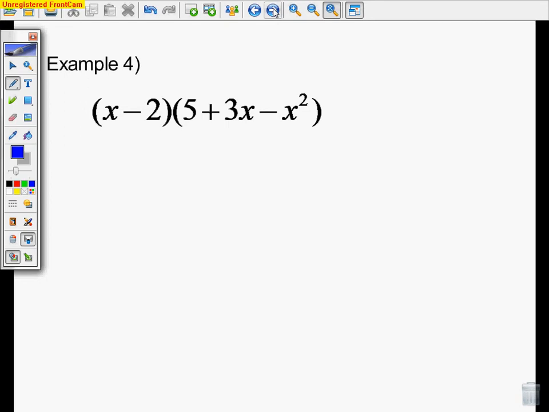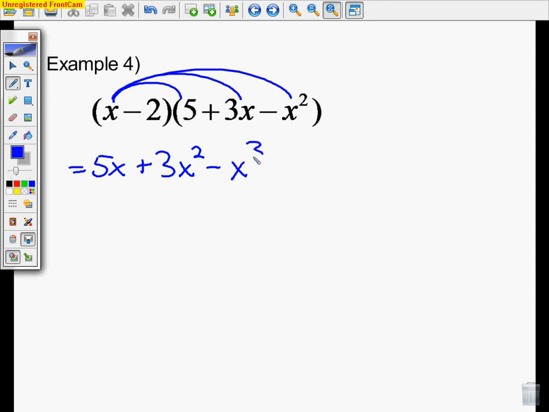Here we go. In this problem, we're now multiplying a binomial times a trinomial. It's going to be the same concept. This x has to distribute to everything in this parentheses. Alright, so let's do that one at a time. First, x times 5, that's going to be 5x. And then x times 3x, that's 3x squared. X times negative x squared, that's negative x cubed.